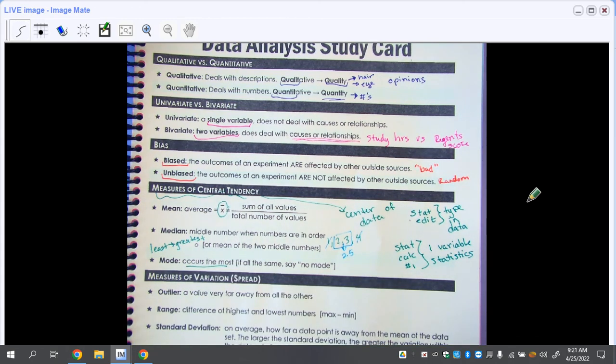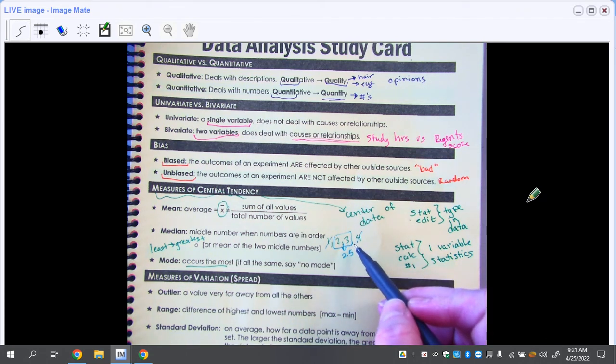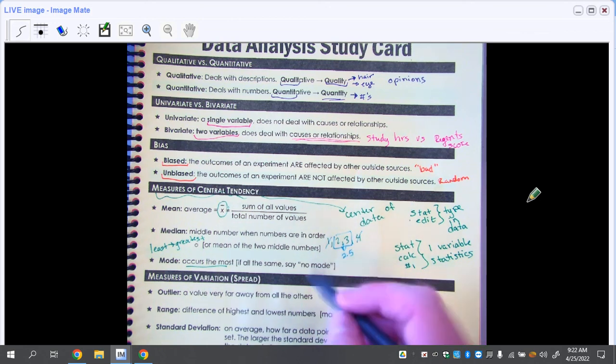And then mode is what occurs the most. You can also say that there is no mode. So if every piece of data is there once, so like my data set that I just made up here, 1, 2, 3, 4, that has no mode. Every number is there once. If there is no mode, you actually have to say no mode, because if you tell me 0, that's going to be wrong. That is a data point. You have to say no mode if there is no mode.